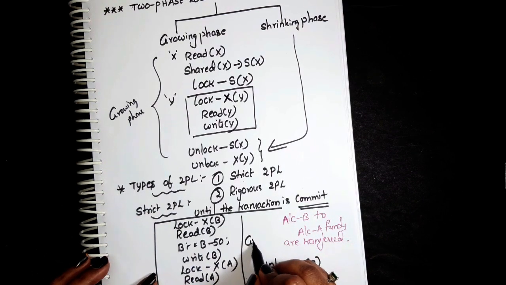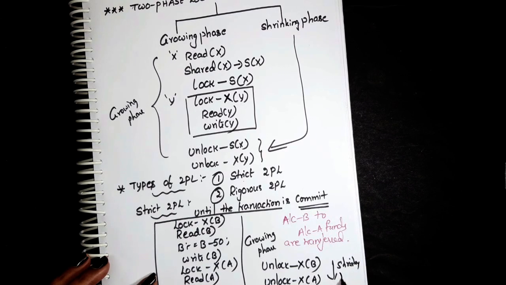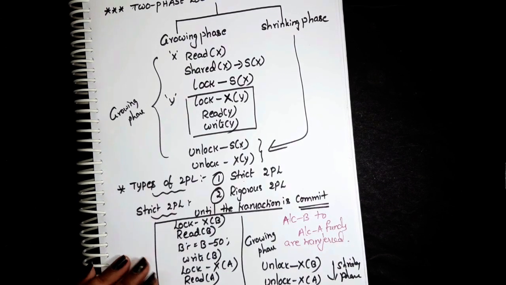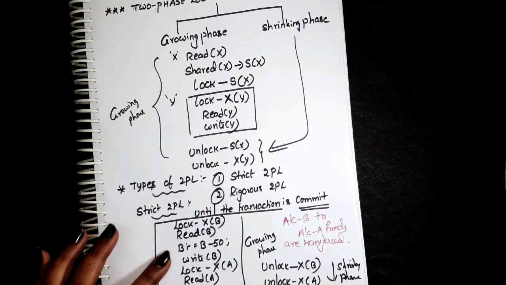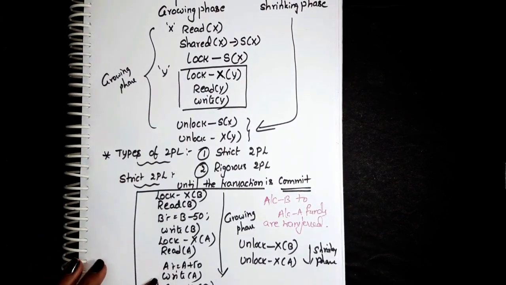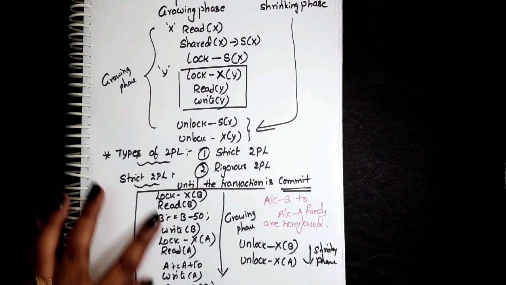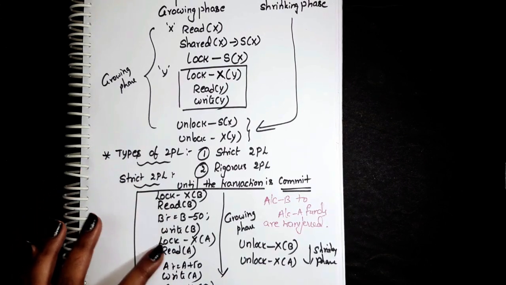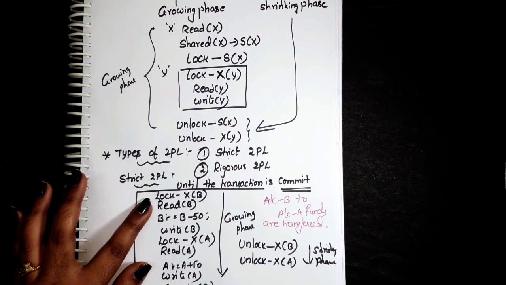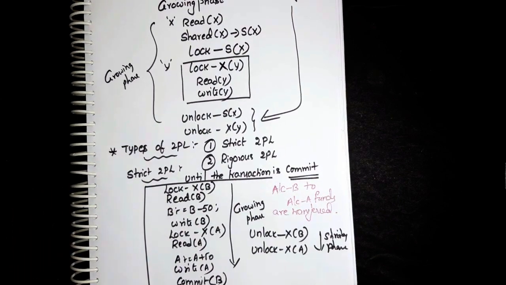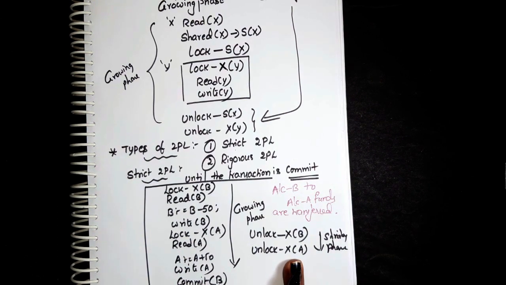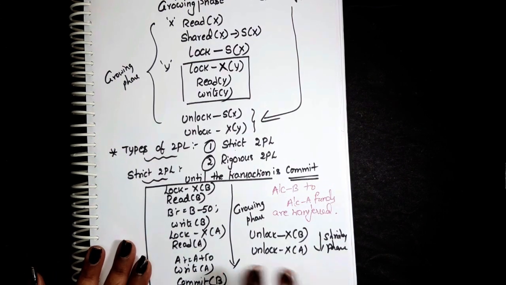This phase is called the growing phase, and this phase is called the shrinking phase. So in strict two-phase locking, you continuously place locks on the different data items, and you can't unlock after completion of B or after completion of A. After completion of both, the final statement is the commit, and after that the transaction is unlocked. This is what we call strict two-phase locking.